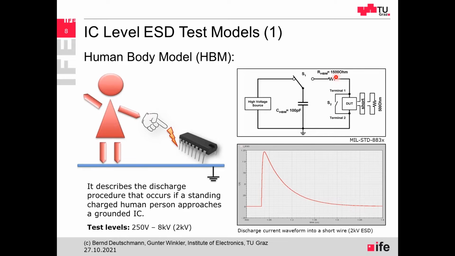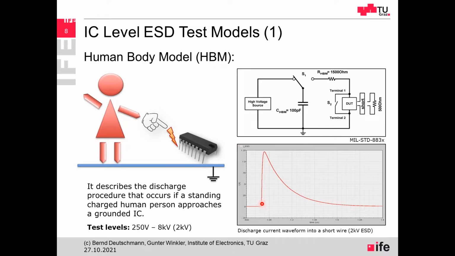And the typical discharge resistance in this case is 1.5 kilo ohms. So there is then a discharge from the capacitor over the resistor into the device on a test, so into the integrated circuit. And the typical discharge waveform from the discharge current typically looks like this. So this is a simulation of a 2 kilovolt electrostatic discharge.